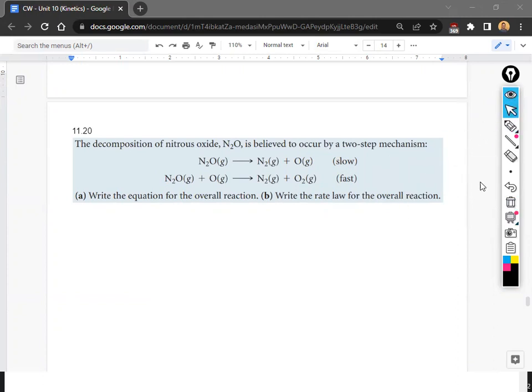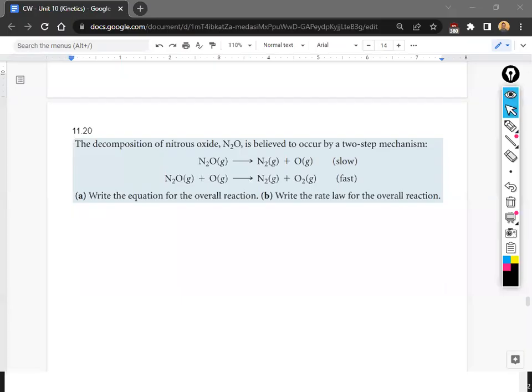Okay, with that being said, let's go on to 11.20. I want you guys to write the equation for the overall reaction, same thing as before, and I want you to write the rate law for the overall reaction. Hopefully this isn't too bad. Just take a look at the example above. If this is a little confusing, I'll show you how to do it.